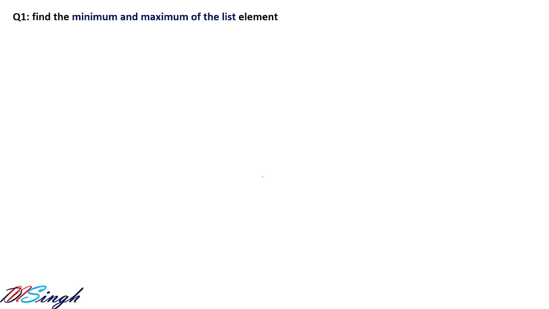This is our first question. Find the minimum and maximum of the list elements. So our job is, we are given a list and we need to find the minimum and maximum. If we have a list like 20, 40, 10, 30, what is our minimum element here? The minimum element is 10 and the maximum element is 40. This is the problem that we are going to solve through programming.